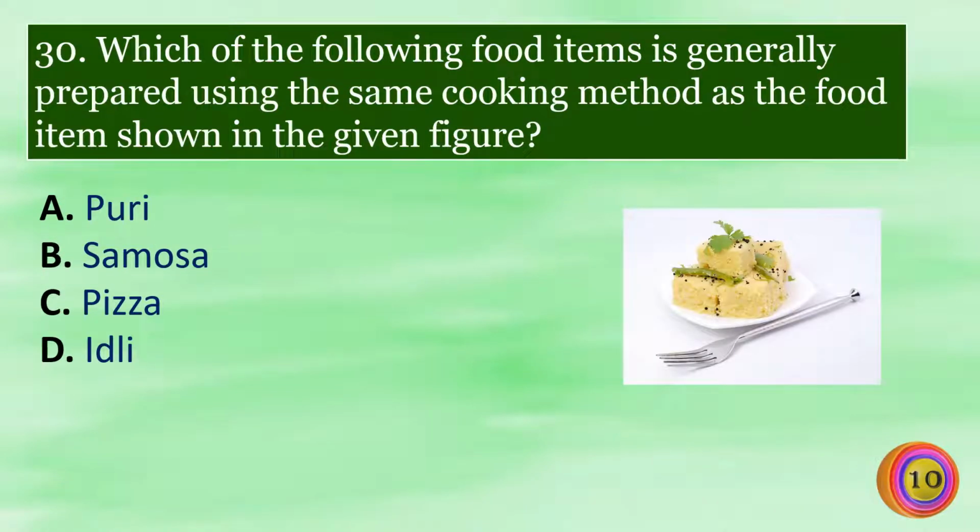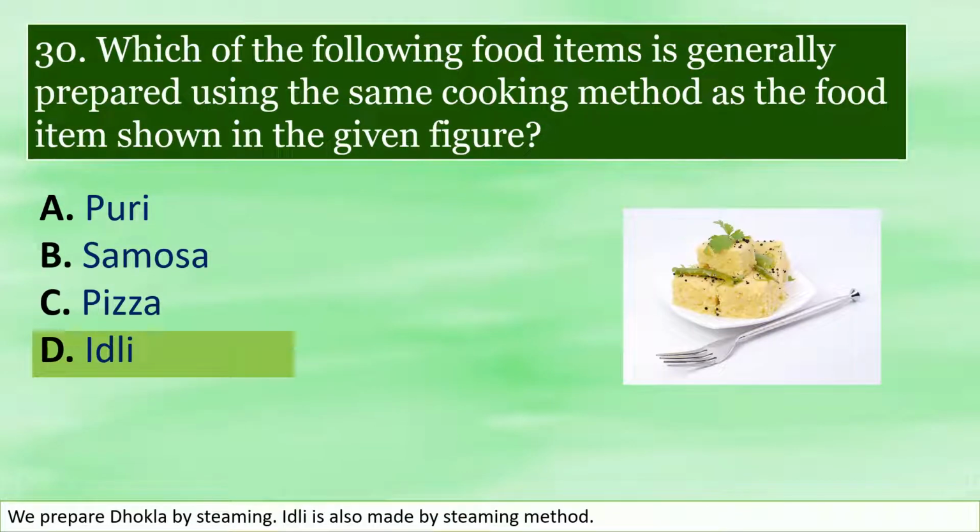Which of the following food items is generally prepared using the same cooking method as the food item shown in the given figure? Option A, puri. Option B, samosa. Option C, pizza. Option D, idli. The answer is idli. We prepare dhokla by steaming. Idli is also made by the steaming method.